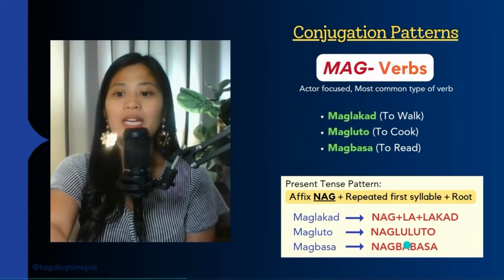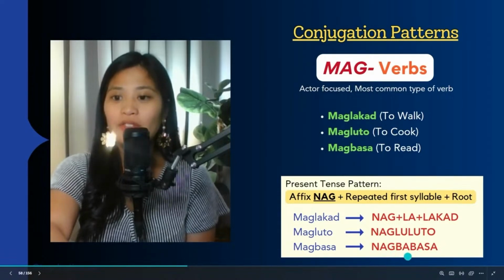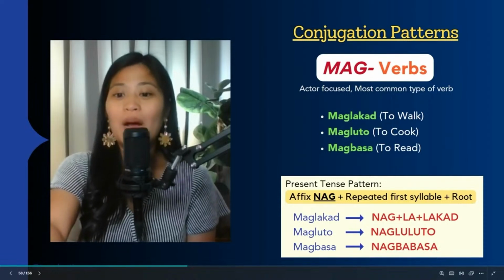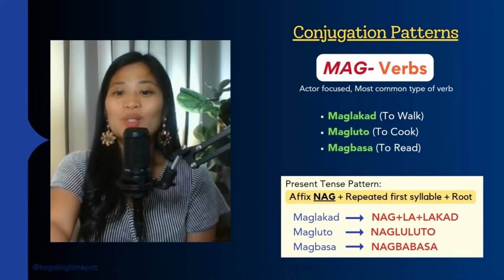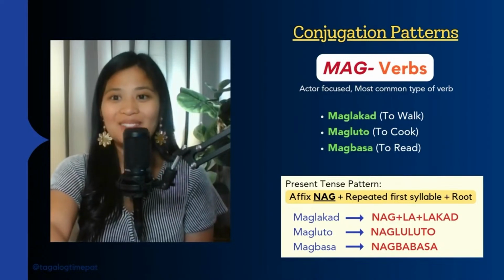It becomes nagbabasa. Here's the affix nag, then there's a repeated first syllable, and then the root. Nagbabasa ako, I am reading. So that is how you would conjugate a mag verb in the present tense.